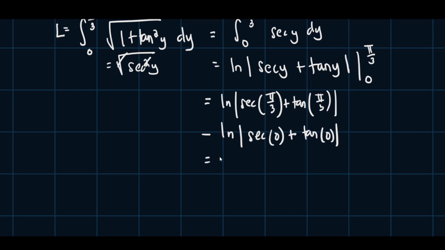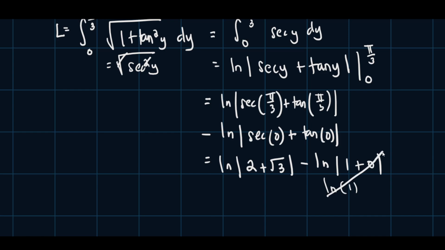Okay, secant of pi over 3, that is equal to 2. And tangent of pi over 3, that is equal to square root of 3. Minus ln ng secant 0 is equal to 1 and tangent 0 is equal to 0. So we have ln ng 1 which is equal to 0. Now, since ito naman, sure tayo na positive yan, pwede na natin i-disregard yung absolute value dito. Okay? So we have ln of 2 plus square root of 3 units.